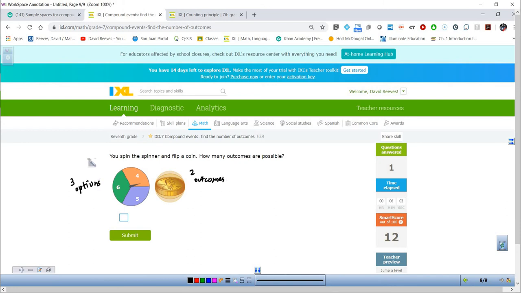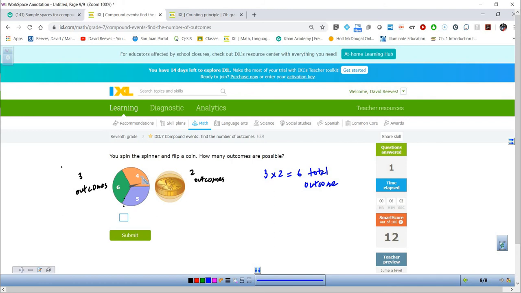Let me use the word outcome instead of option, because really, you're not getting to choose when you spin, right? When they were making that Christmas tree earlier, they were choosing it, so it really was an option. But now it's more of an outcome. What is the possible thing that could have happened? So if we have three outcomes on the spinner and two outcomes on the coin, what are we looking for? We're looking for three times two, or six total outcome possibilities, right?